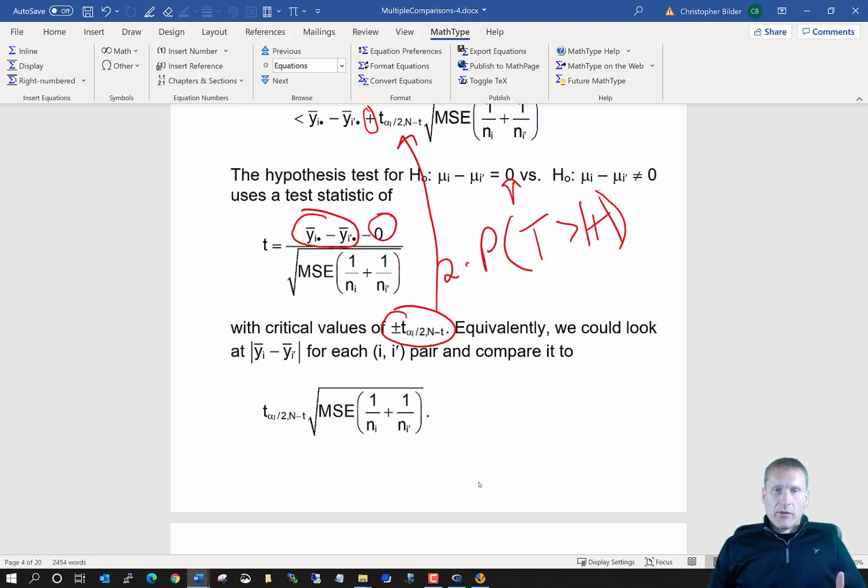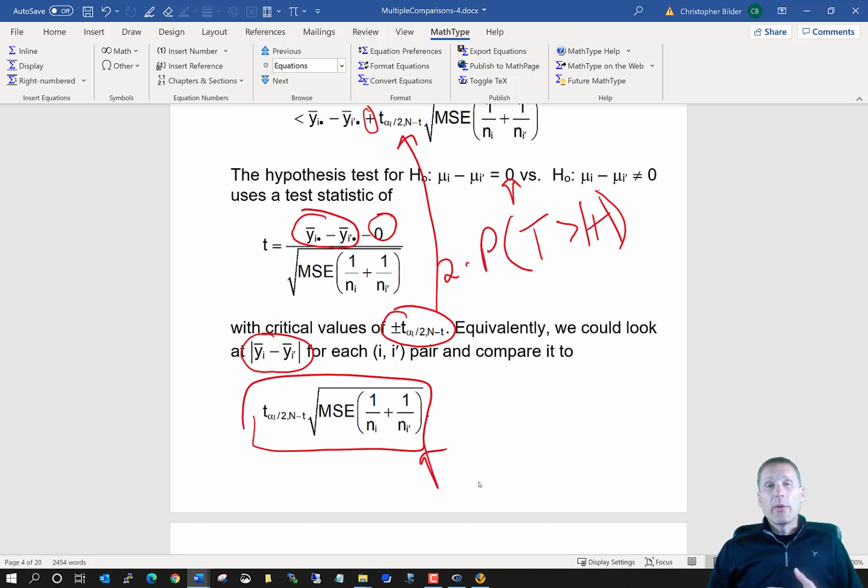There's another way to do this. I'm not going to ask you a question about it, but it leads to the reason why it's called Fisher's protected LSD. What we could do is look at the absolute value of the difference between the 2 sample means and compare it to what was on the right side of our confidence interval. And if this difference in the absolute value is greater than the quantity that was from our confidence interval, then we could say yes, indeed, the 2 population means are different.